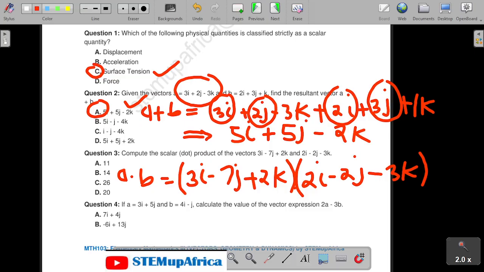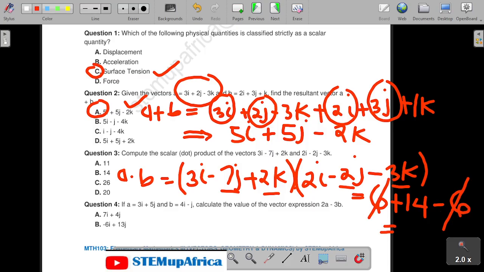So if that should happen, I'm going to have 6, plus 14, which is 7j and minus 2j. Then 2k and minus 3k will give us minus 6. So minus 6 and 6 is 0. Our answer is 14, which is option B.